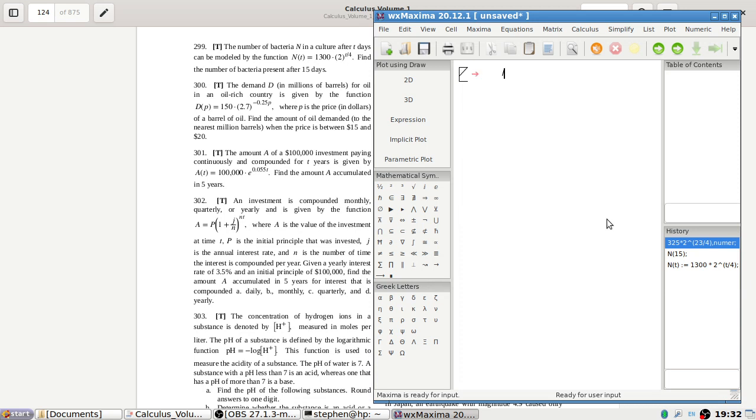Next now. 300. The demand in millions of barrels for oil in an oil-rich country is given by the function dP equals 150 times 2.7 power minus 0.25 times P, where P is the price in dollars. Find the amount of oil demanded to the nearest million barrels when the price is between 15 and 20.